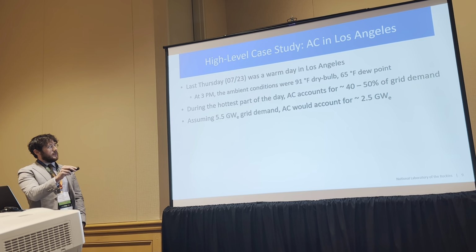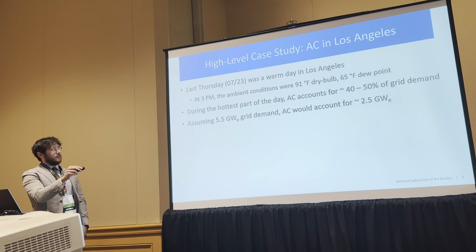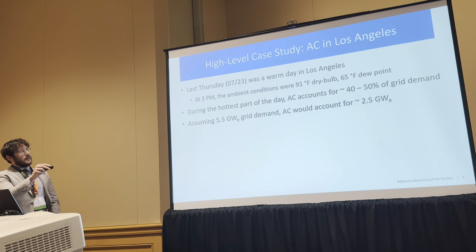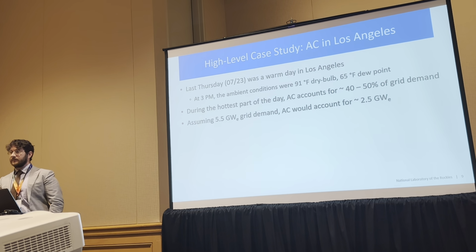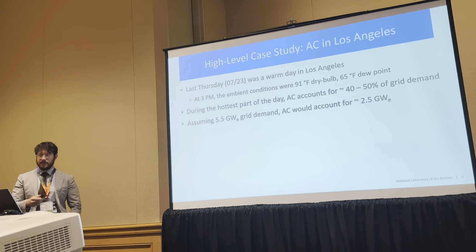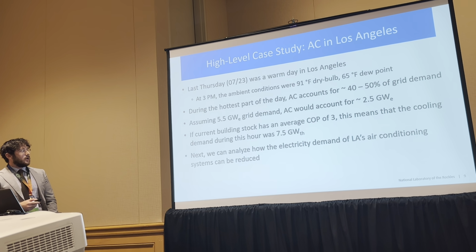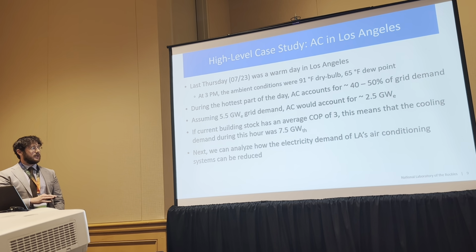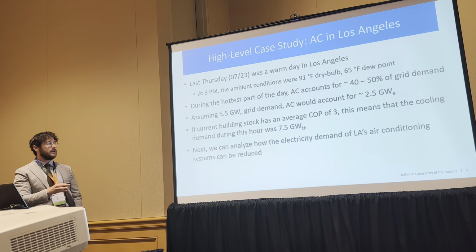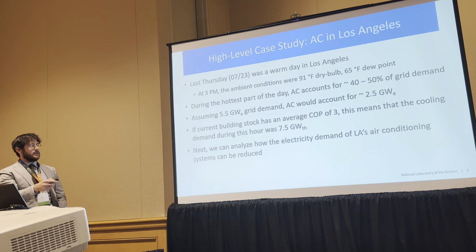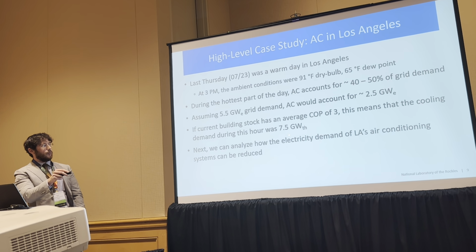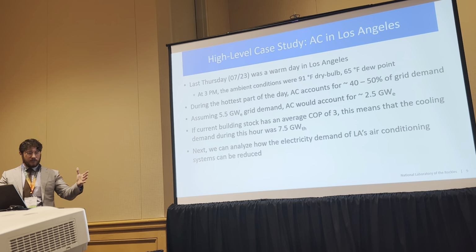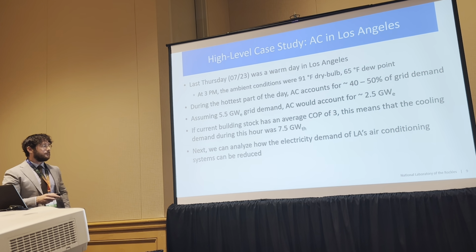So if we assume that the grid demand on that day was about 5.5 gigawatts, which is typical for such a summer day, that means that AC would account for about 2.5 gigawatts of electricity consumption within the city of Los Angeles. So if we assume that our current building stock within the city of LA has an average COP of about 3, then that would mean that the cooling demand at 3 p.m. last Thursday was about 7.5 gigawatts thermal of cooling. So that's what the city of LA needed during that hour.